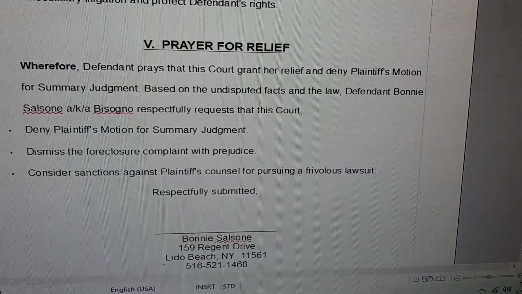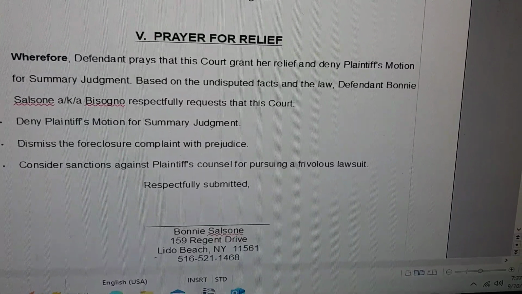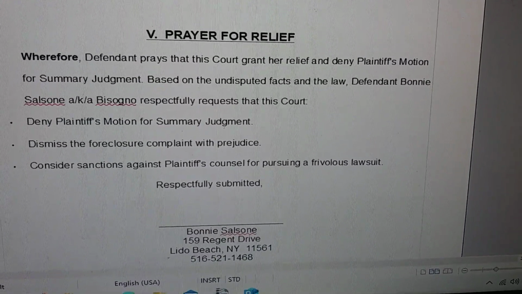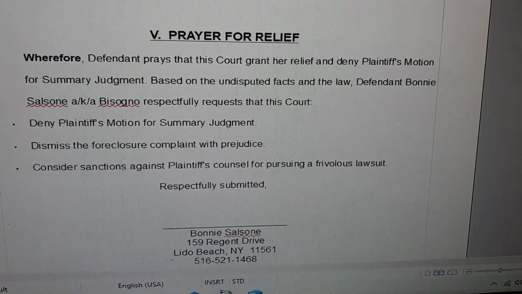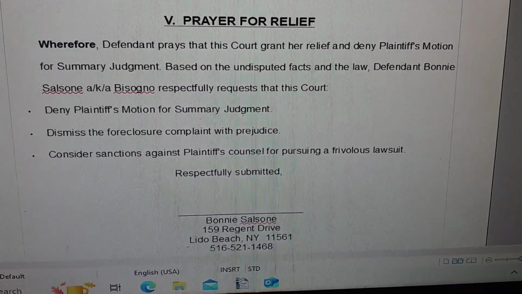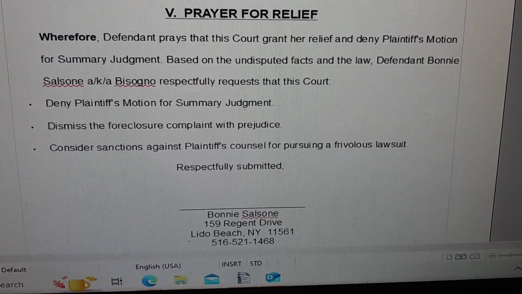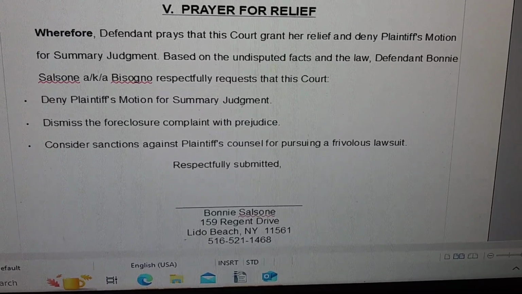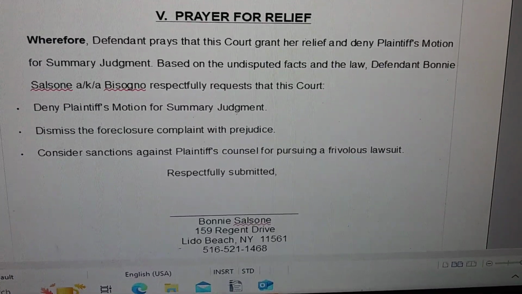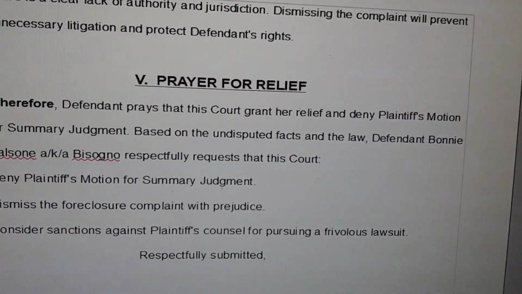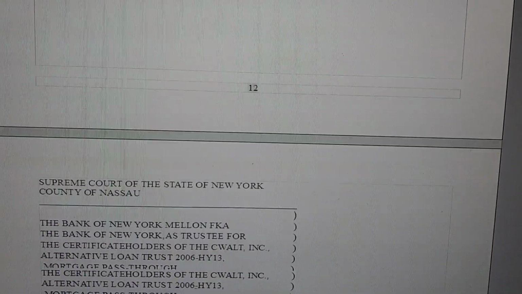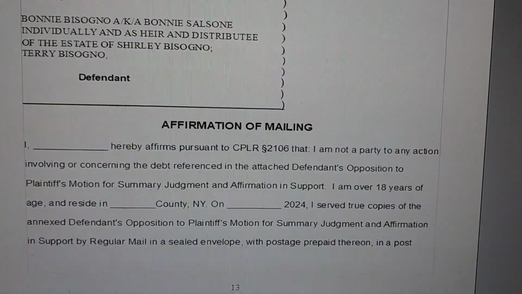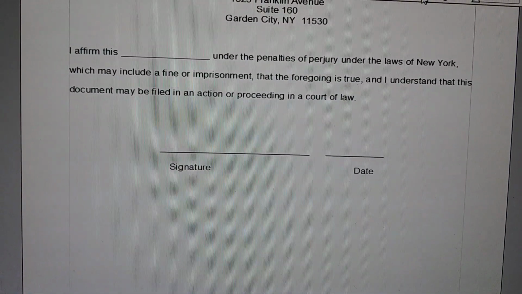Defendant Bonnie Salzoni, otherwise known as Biscagno, respectfully requests that this court deny plaintiff's motion for summary judgment, dismiss the foreclosure complaint with prejudice, and consider sanctions against plaintiff's counsel for pursuing a frivolous lawsuit. Respectfully submitted. Okay, and then there's affirmation of mailing and good old stuff like that, guys.